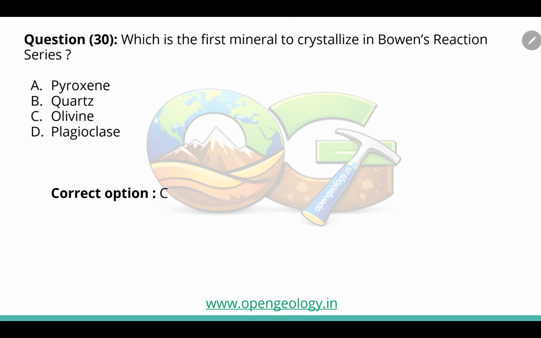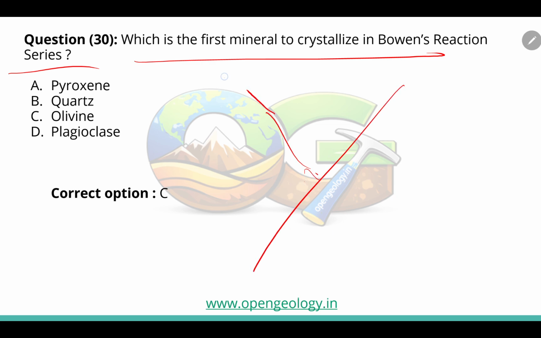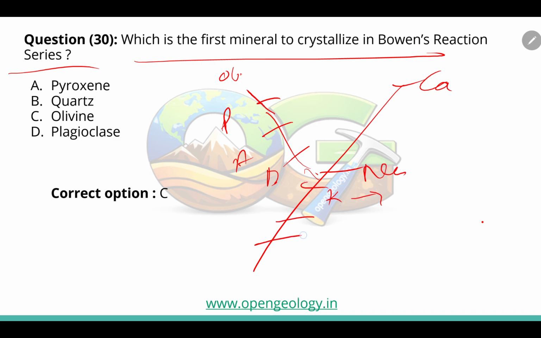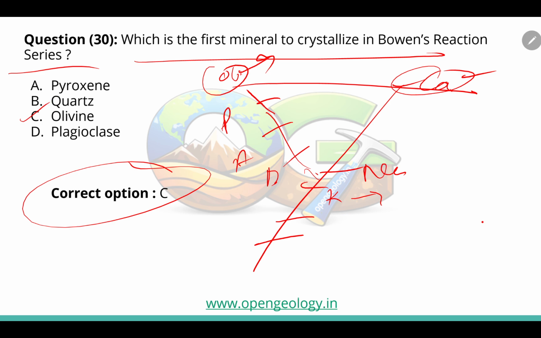So all of the textures you should remember. Then the last question is, which is the first mineral to crystallize in the Bowen reaction series? So you have the Bowen reaction series. The first mineral is your olivine, pyroxene, amphibole, biotite. Here you have the calcic plagioclase, sodic plagioclase, K feldspar, and then quartz and other minerals. Although olivine and calcic plagioclase are both at the top, olivine has a slightly higher temperature than calcic plagioclase. So the correct option will be olivine.